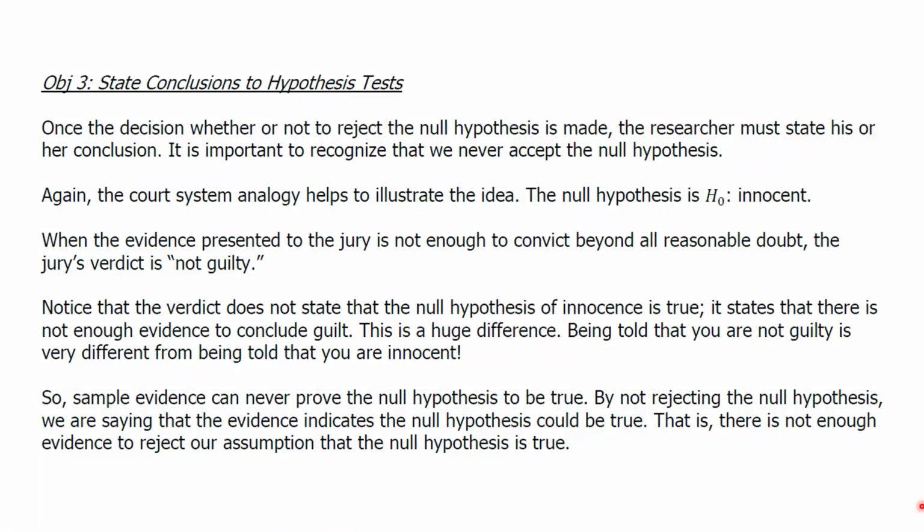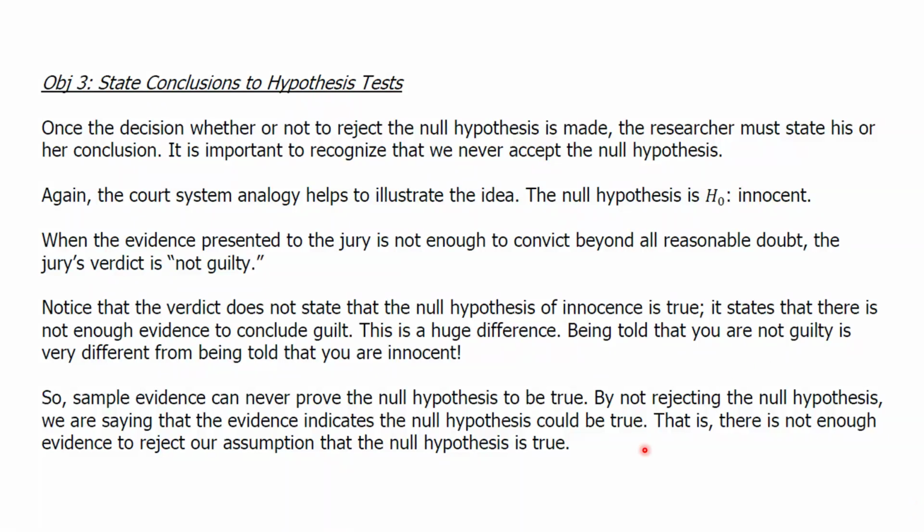So sample evidence can never prove the null hypothesis to be true. By not rejecting the null hypothesis, we're saying that the evidence indicates the null hypothesis could be true. That is, there is not enough evidence to reject our assumption that the null hypothesis is true. Just remember, sample evidence can never prove the null is true. We can only say there's not enough evidence to reject the null. This is a subtle but very, very important distinction. And why can't we prove the null? Well, we're using a sample, not the whole population. So maybe with a different sample or a larger sample, we find evidence against the null. So the best we can say is, based on this sample, we don't have enough evidence to reject the null.